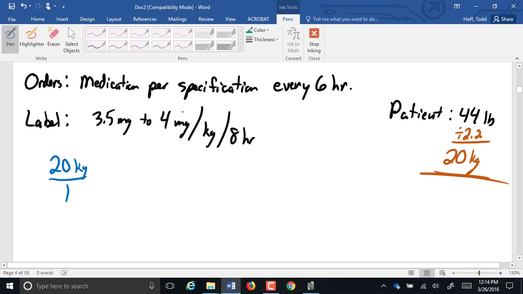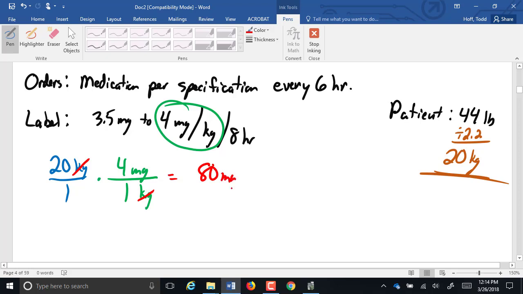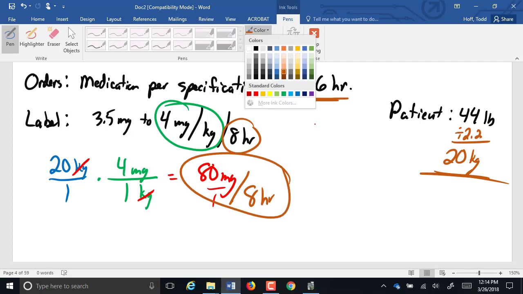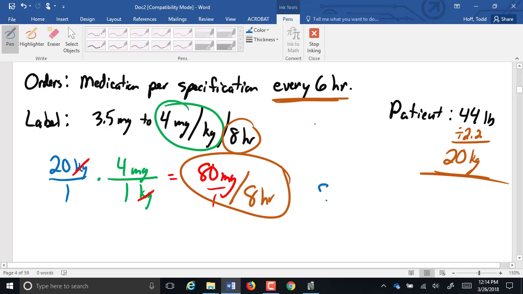And we'll use, again, we'll start with the max, the 4 milligrams per kilogram. The kilograms on bottom, milligrams on top, 4 milligrams per kilogram. And our kilograms will cancel out, giving us 20 times 4 will be 80 milligrams. And there's nothing on bottom, so that's just 80 milligrams over 1. But we do have to be very careful here. This is per 8 hours. The doctor's orders were every 6 hours. So we're going to use that 6 hours to titrate our 80 milligrams.